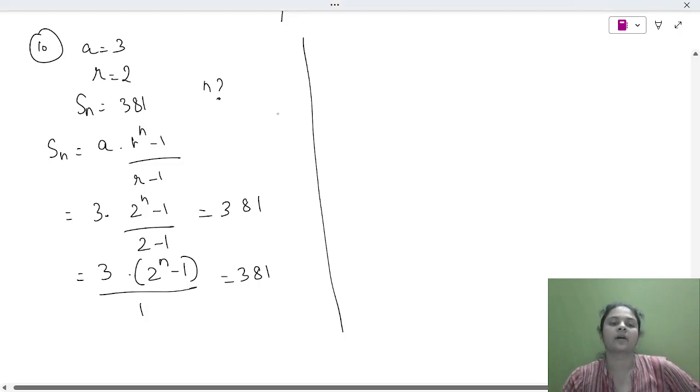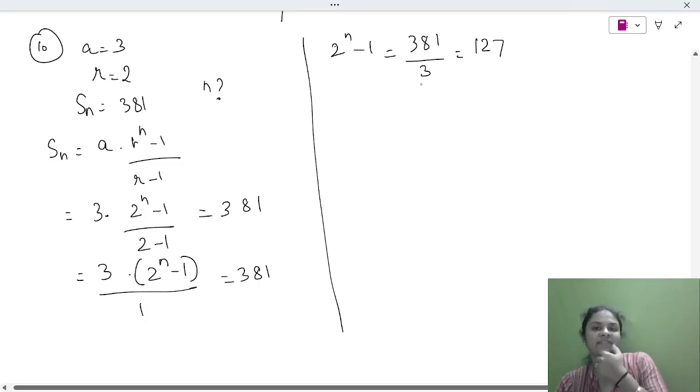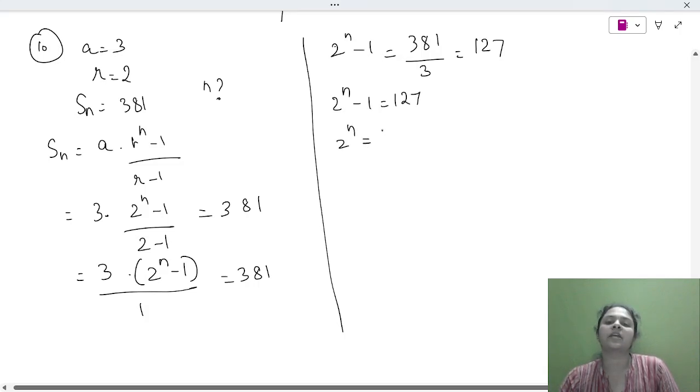Now, 2 power n minus 1 I am retaining as it is. When 3 goes to the other side, it is to be divided. So you get 127. Okay. So 2 power n minus 1 is equal to 127. 2 power n is equal to 127 plus 1, which is 128.